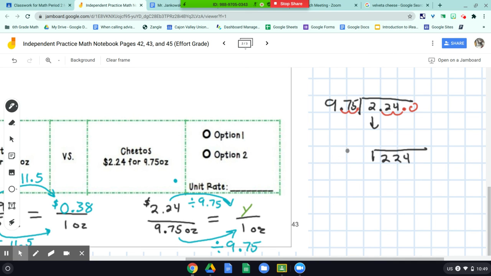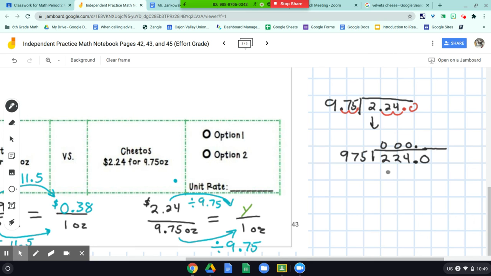224 divided by 975. Okay. Now, 975 goes into 2 0 times. It goes into 22 0 times. It goes into 224 0 times. So let's add a decimal and another 0. Put that decimal in my quotient.